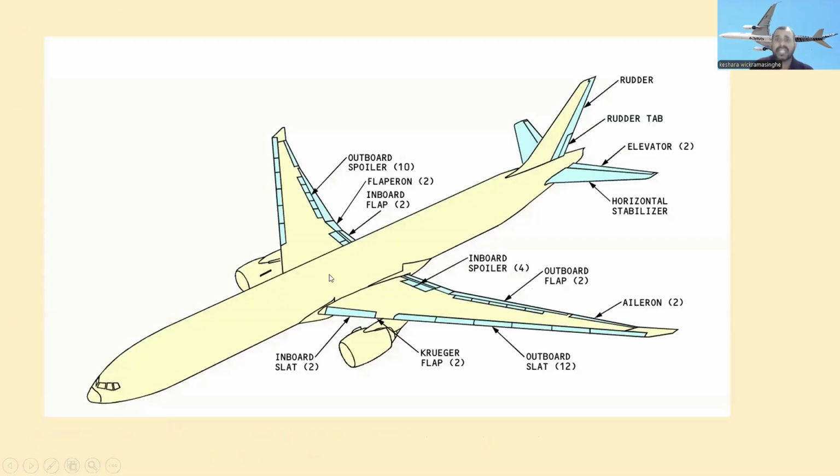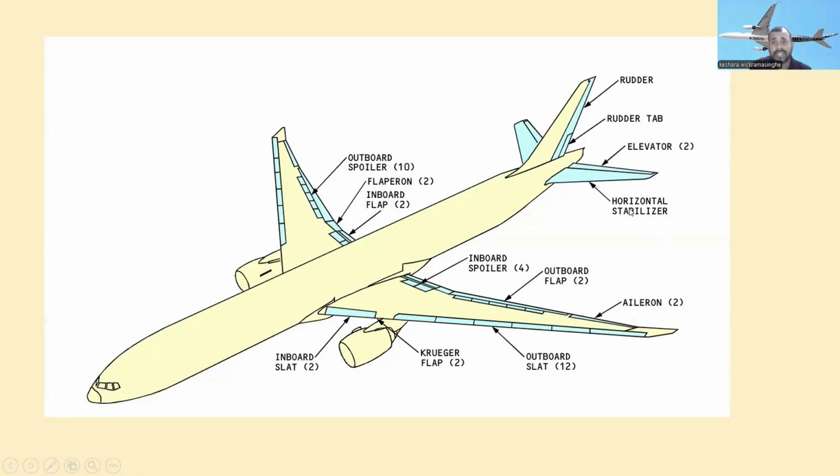All right, so let's see. These are the control surfaces. These are the outboard spoilers; they have 7 spoilers. And this is the inboard flap. This is the flaperon, and this is the outboard flap. This is the inboard spoiler, and this is the outboard flap. This is the outboard spoiler, and this is the aileron.